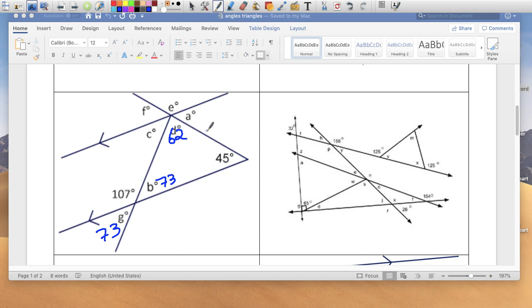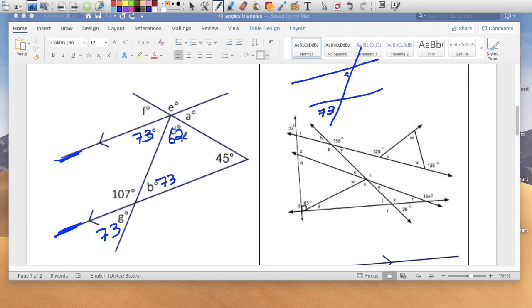And if this is 73, okay, here's a little hint. If you're looking at a transversal, right now, you know that this is 73, which makes this guy right here 73. This C here is also 73, right? The corresponding angle is this one and this one, the corresponding.